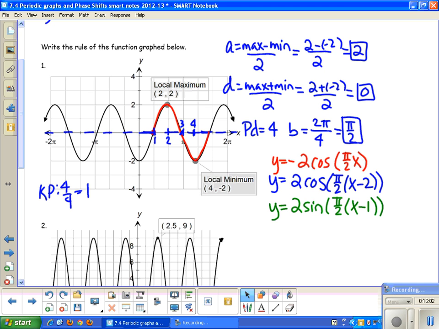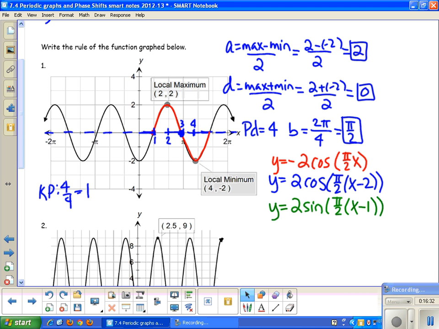Or let's say that I didn't want to use this value here. Let's say that I wanted to use the value at 3 right here. If I use that value at 3, well then notice that if I shifted my graph from here to here, my graph would be going down first. So another equation that I could have is y equals -2 times the sine of pi over 2 times x minus 3. So there's a lot of different equations that we can come up with for this.